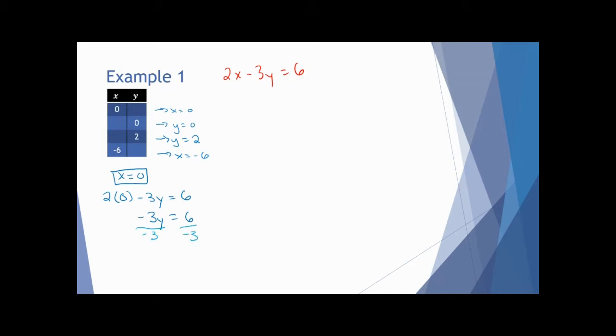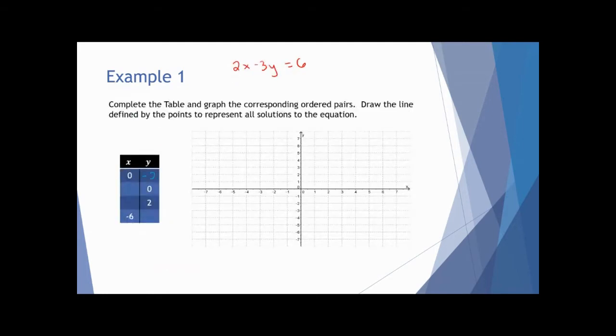So you can see how these go straight back to linear equations where we're just solving for a variable. We get y equals, and 6 divided by negative 3 is negative 2. So the missing number is negative 2. And so I'm going to just go back to my other slide and write that down as well.